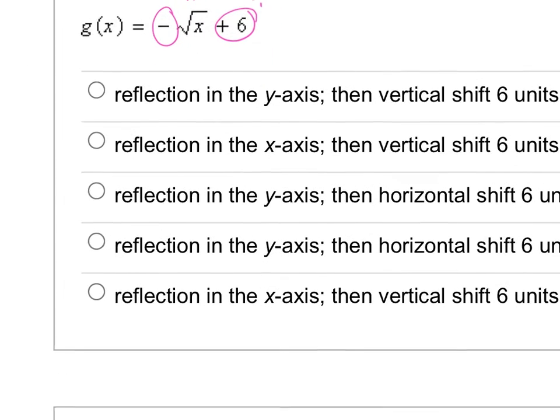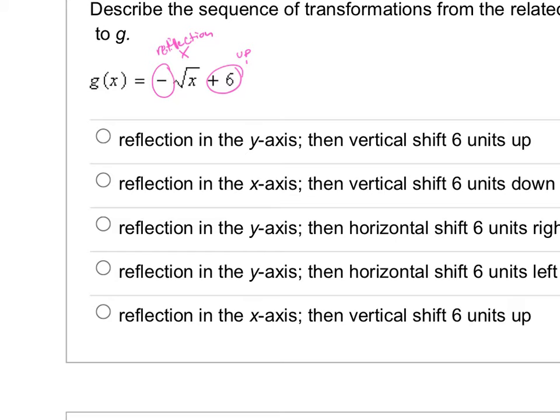So our answer choice would be, again, your answer choices were in a different order, but those are the two things that we have happening. A reflection on the x-axis and up 6.